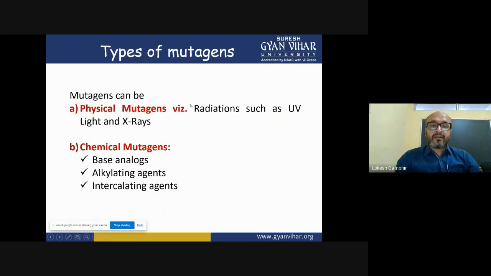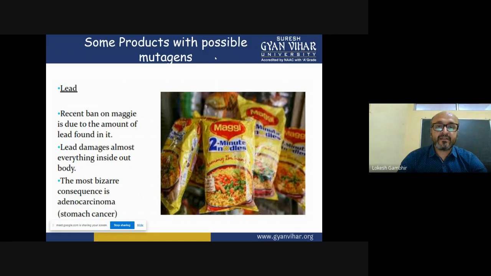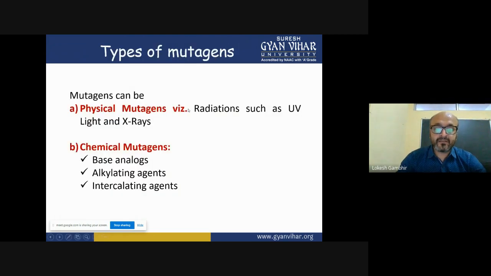So, what are the types of mutation? Let us go in brief. We are talking about physical mutagens, like radiations, UV rays, X-rays, gamma rays, or chemical mutagens. Chemical mutagens like base analogs, such as 5-fluorouracil, or alkylating agents like dimethyl sulfonate, or intercalating agents like EtBr. All these agents are responsible for altering the sequences.